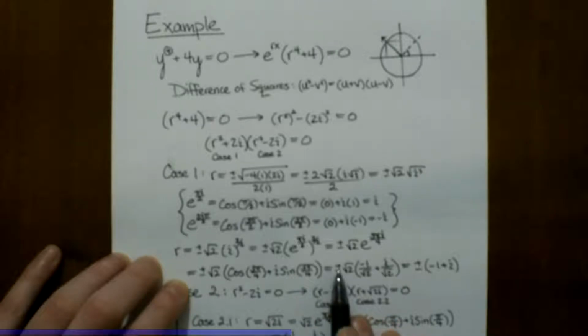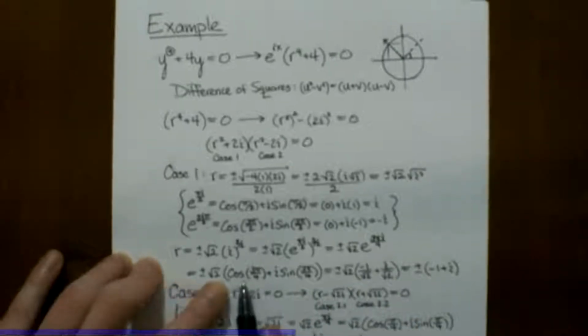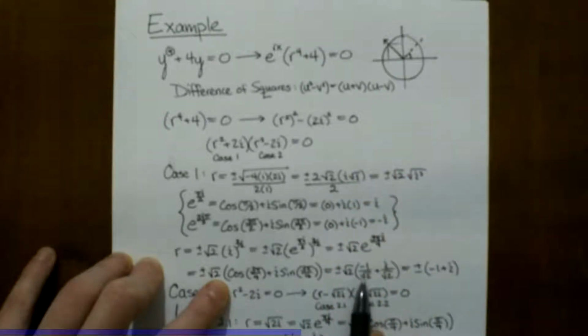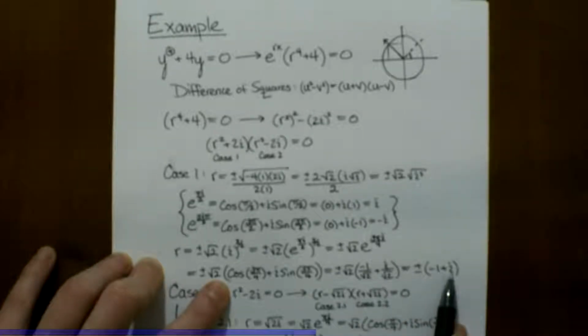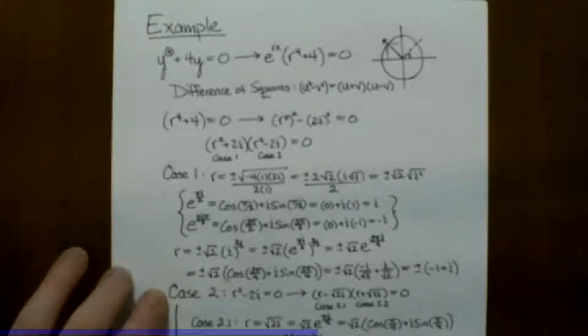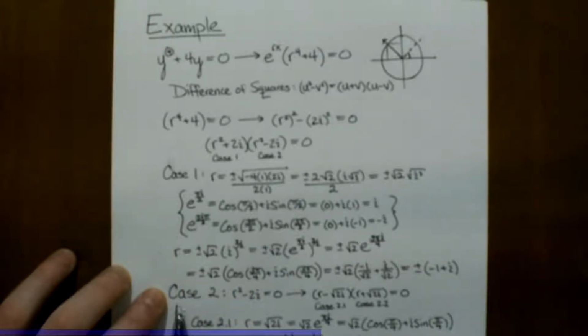So we can then write this as plus or minus the square root of 2 times the quantity, the cosine component is negative 1 over the square root of 2, plus now the sine component, i over the square root of 2. And canceling these square roots of 2's, we then get plus or minus the quantity negative 1 plus i. So now addressing case 2.